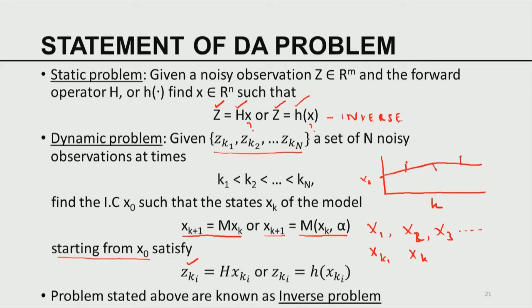I want to use these errors to be able to estimate my initial condition. So, knowing the solution, I want to find the best initial condition that fits the observation, that is the inverse problem. Here, knowing z and h, I would like to find x, that is the inverse problem. So, static problem gives rise to inverse problem, dynamic problem gives rise to inverse problem. These inverse problems have different flavor with respect to solution process.